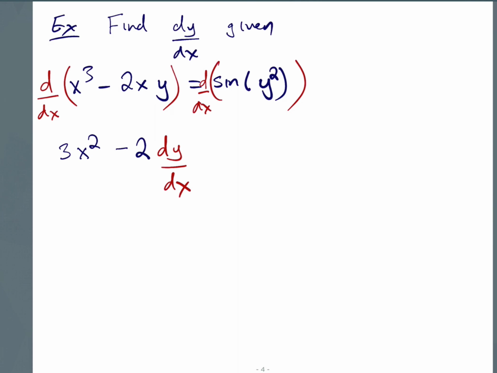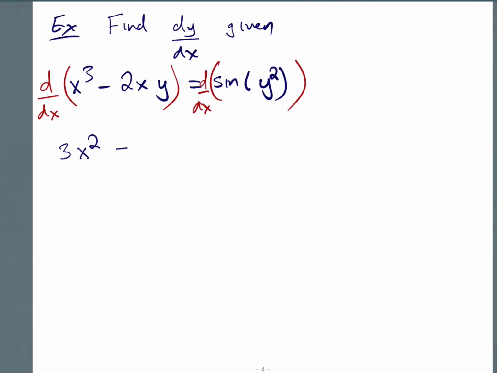Product rule, right? You're multiplying two functions. You're multiplying x and you're multiplying y. So when you get the derivative of the product of two functions, you have to use the product rule, right? Okay. So let's take a step back. So no big deal. We can do that.